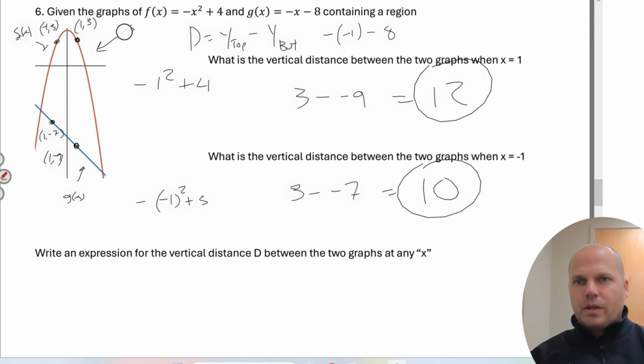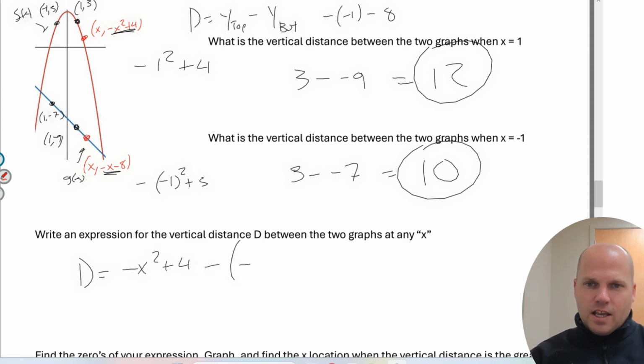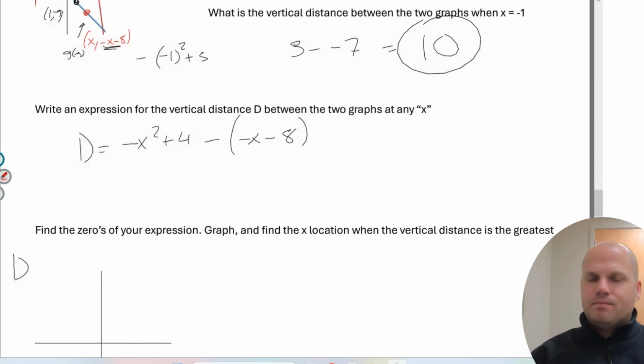But the whole purpose of this idea in this lesson is to say, well, at any x on this equation, our y is this. At any x on this equation, our y is this. What would be the expression for the vertical distance at any of those x's? Well, it'd be the y at the top minus the y at the bottom. Here's the y at the top minus, in parentheses, the y at the bottom. You have to subtract this entire y at the bottom.